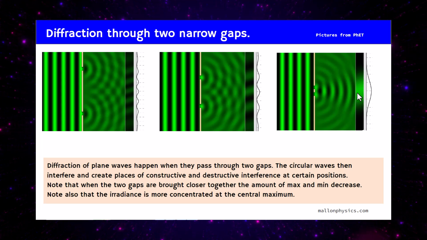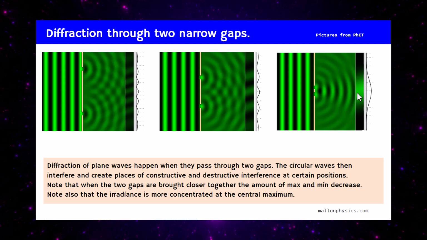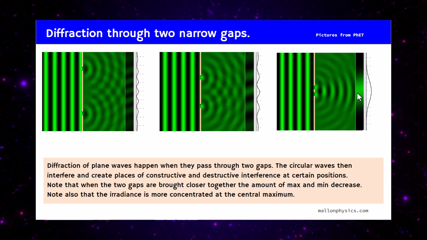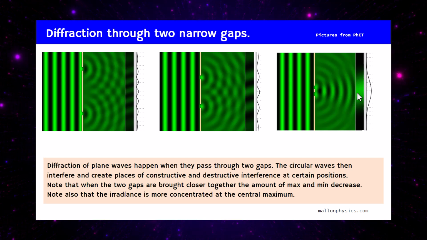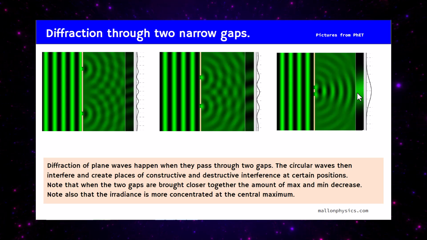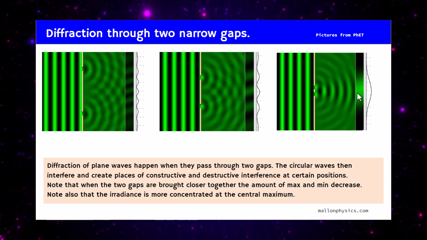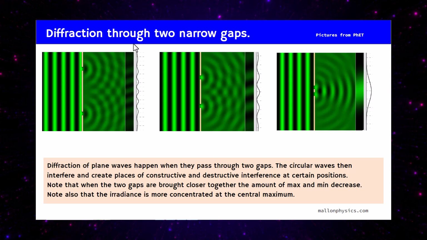So diffraction of plane waves happens when they pass through two gaps. The circular waves then interfere and create places of constructive and destructive interference at certain positions. Note that when the two gaps are brought closer together, the number of maxima and minima decreases. And note also that the irradiance is more concentrated at the centre maximum.